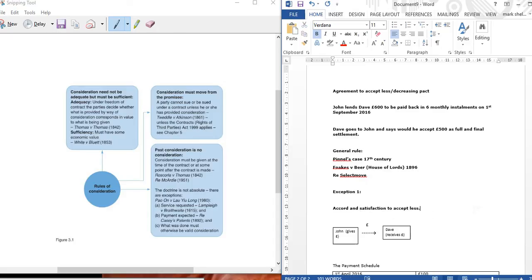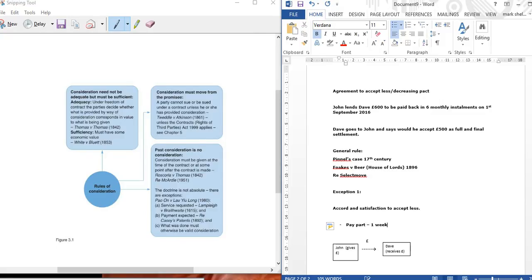And something extra might be pay part of your debt 1 week before it is due, pay part in a different currency, different location, something a bit more technical, but if you pay part of your debt as part of what's called in insolvency law an individual voluntary agreement, then that's fine as well.